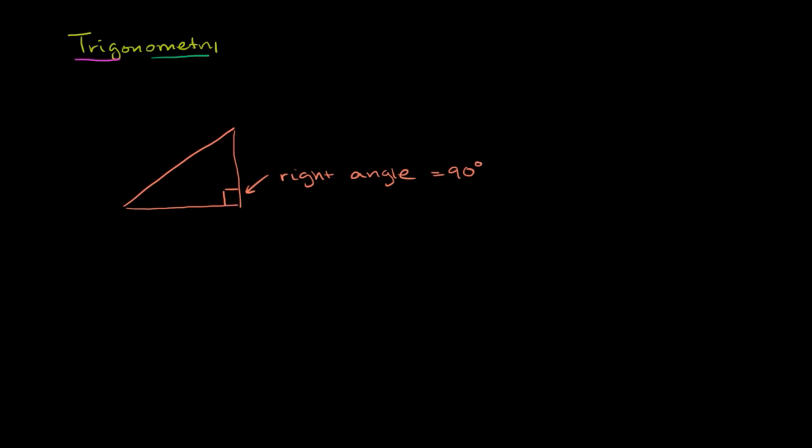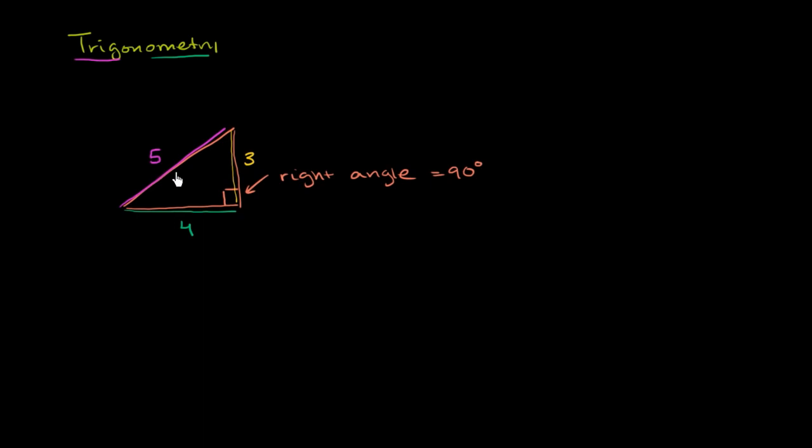It's a right triangle. Let me put some lengths to the sides here. So this side over here, this height right over there, is maybe 3. Maybe the base of the triangle right over here is 4. And then the hypotenuse of the triangle over here is 5.